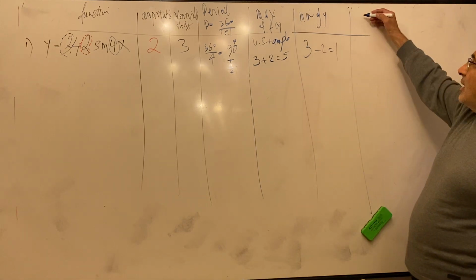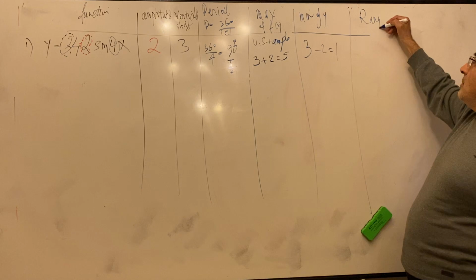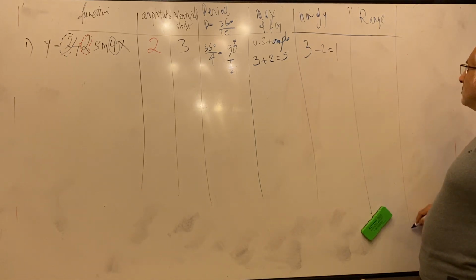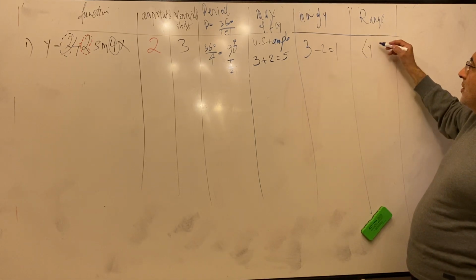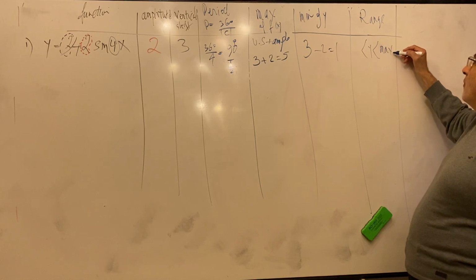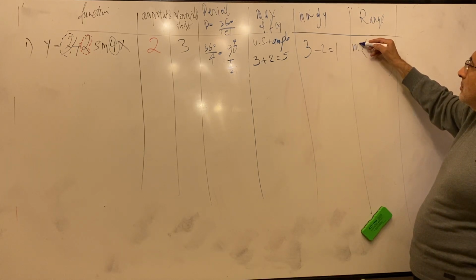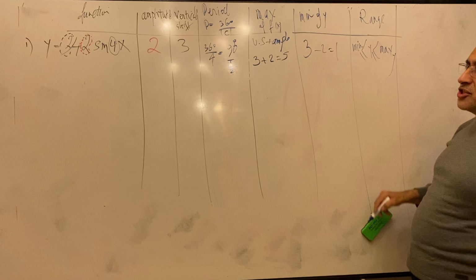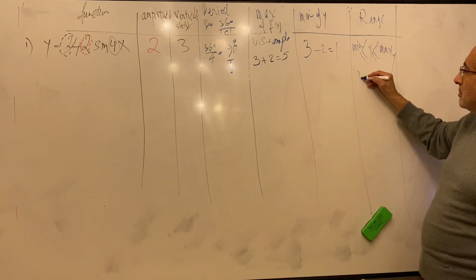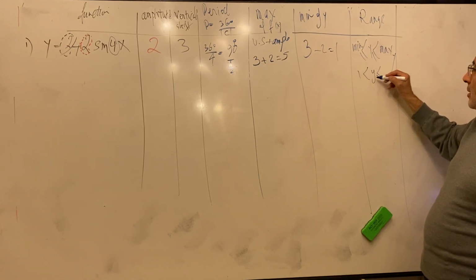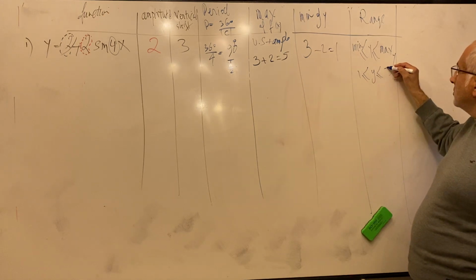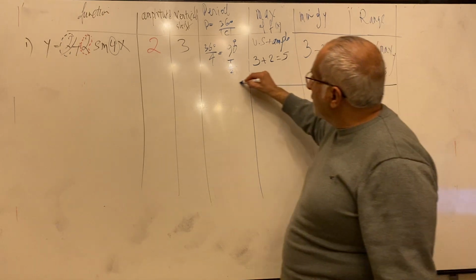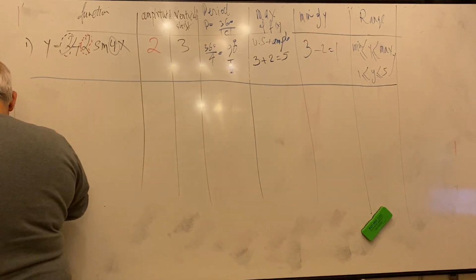Once you got this, I can go for the range. What is my range? The range is the values of y that are between the maximum of y and the minimum of y. In this situation, that's the minimum and that's the maximum. Here we go. That's the first question.